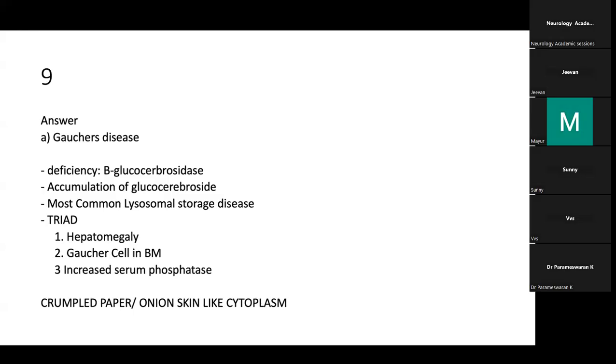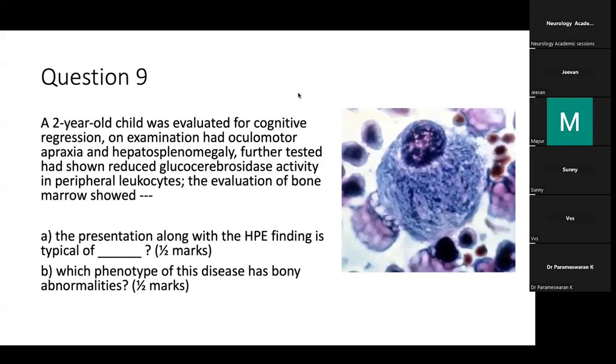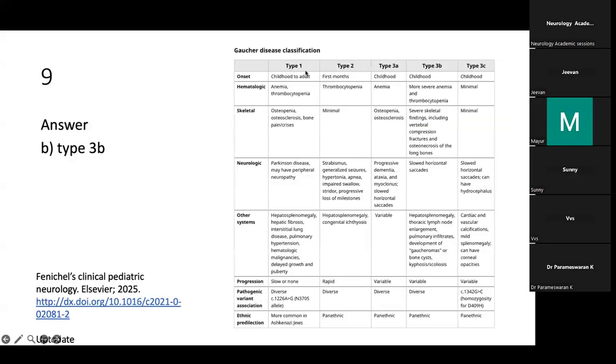Coming to the second question, which phenotype of the disease has bony abnormalities? Here is a table showing the different types of Gaucher's disease, in which type 3B has classically severe skeletal findings, including vertebral compression, fractures, and osteonecrosis of long bones.